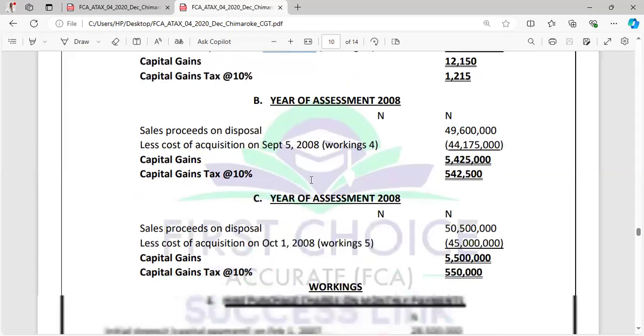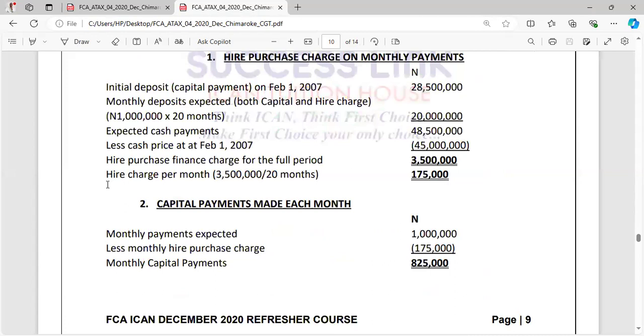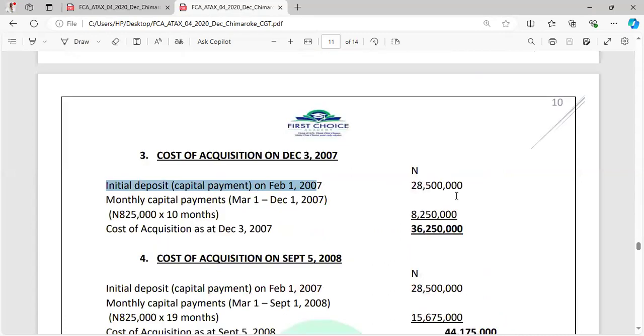So let's see what happened. Initial deposit is always a capital payment, 28,500,000, and that's it. Now, monthly capital payments: if you count from March 1 to December 1, you have 10 payments. So you paid on March 1, April 1, May 1. You will have to count that March 1. So up to December 1, mind you, the asset was disposed of on December 3. So that means you must have paid your December 1 money.